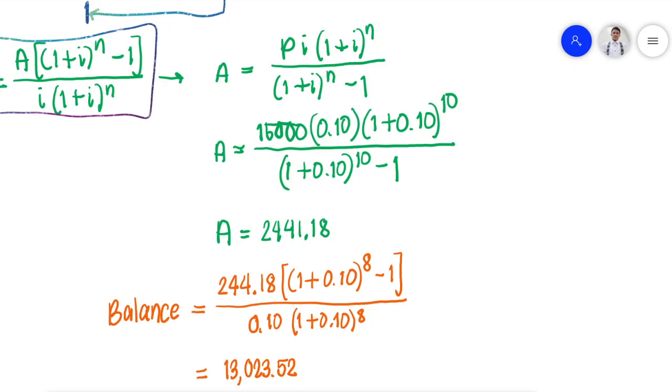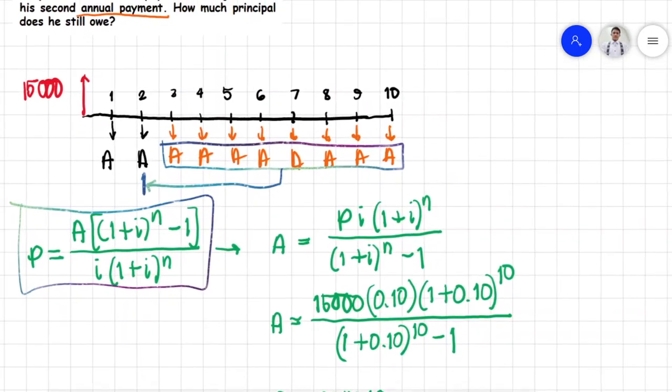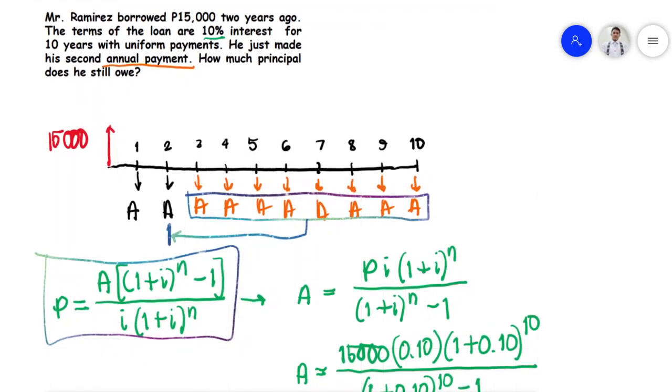No? And it will clear off his debt. Wala na siyang remaining na utang. No? If he'll do that. Okay? So that's how to solve it using the formula. Well, sir, how about if we are to use sigma notation?